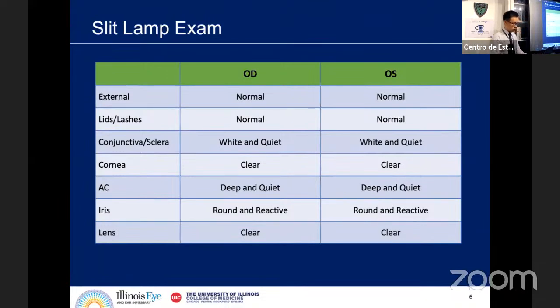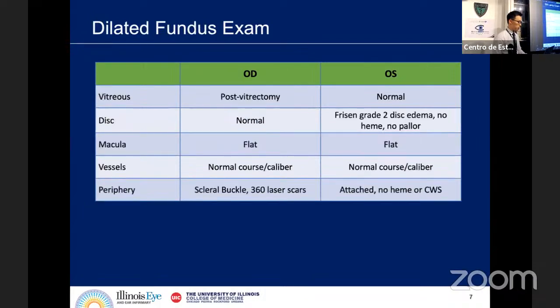His slit lamp exam was unremarkable. We didn't see anything unusual in the anterior segment. But looking at the back of the eye, in that left eye, he had grade 2 Frisén scale disc edema without any heme or pallor associated with it. And the retina looked fine. And then the right eye, he had his changes from surgery.